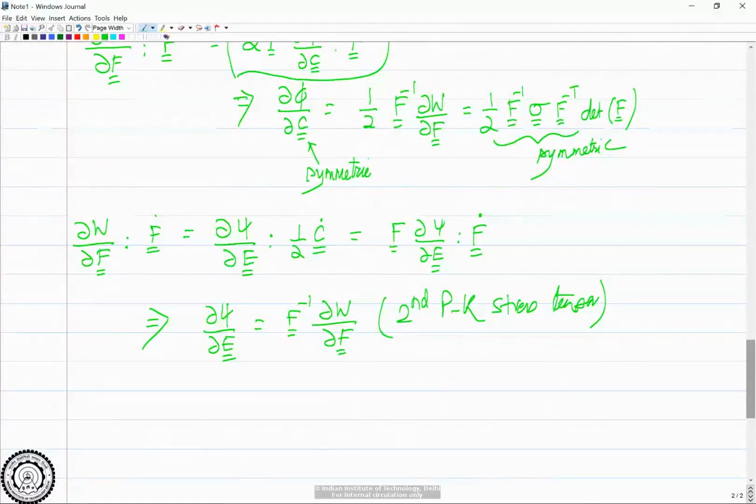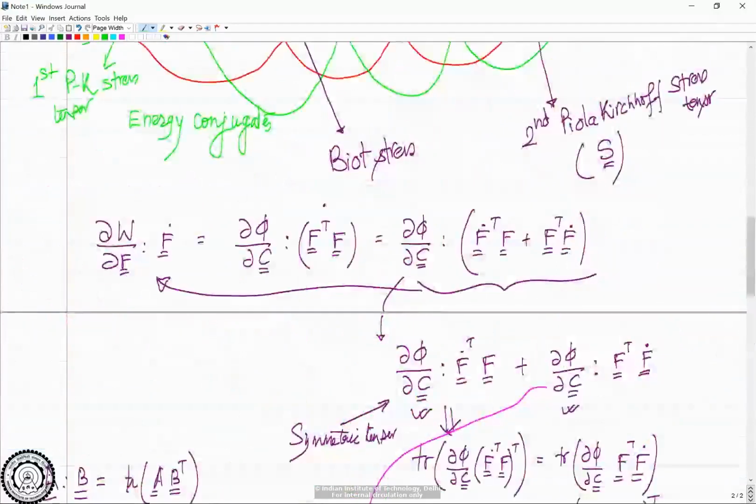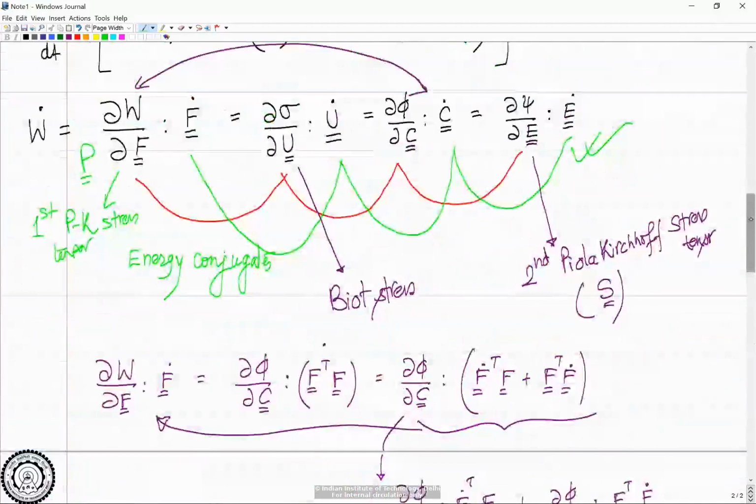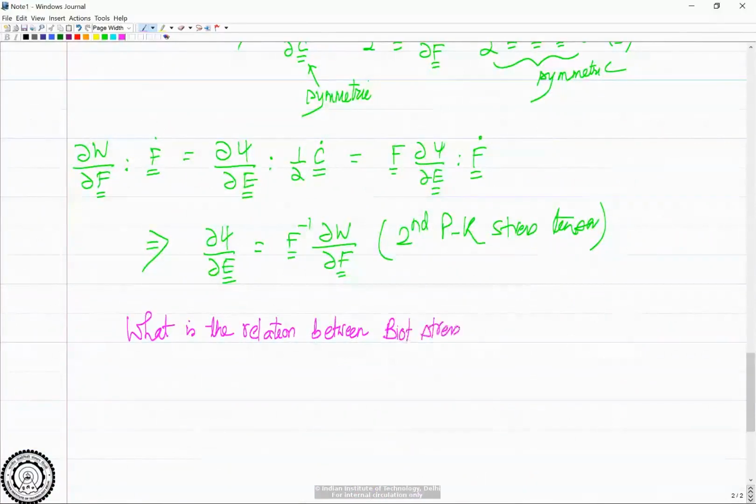And there's one more remaining, obviously, you can see it, no? The del phi by del u, Biot stress. So I will leave this for you guys. What is the relation between Biot stress and first PK stress tensor? So this, I guess, is problem 3.